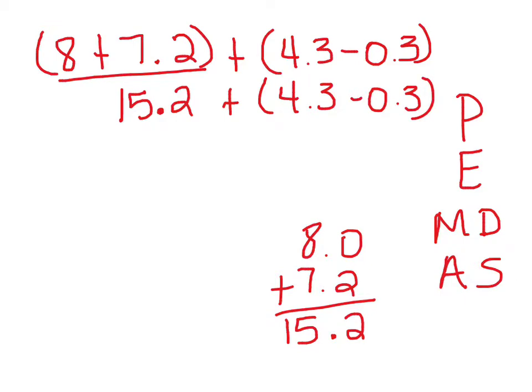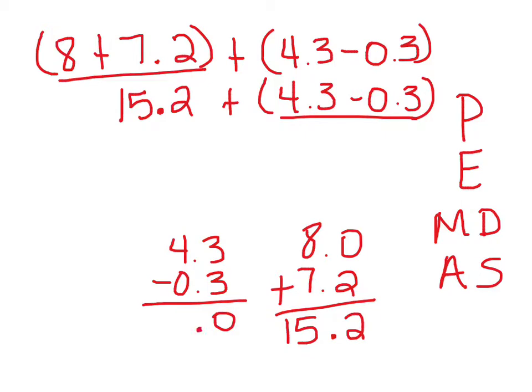Okay, so we did one of the parentheses. Now we have to do the other one before we can complete it. So 4 and 3/10 minus 0 and 3/10. 3 minus 3 is 0. Bring down my decimal. 4 minus 0 is 4. So now you have 15 and 2/10 plus 4, or you can say 4 and 0/10.